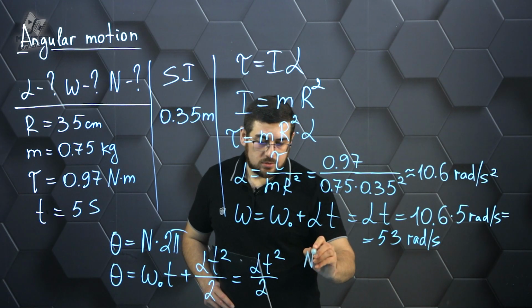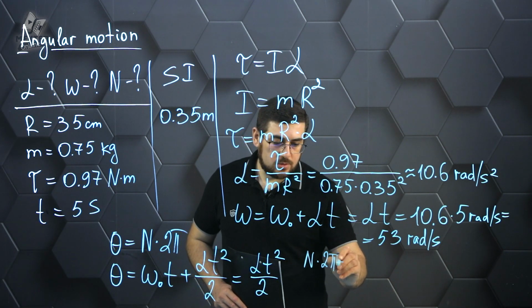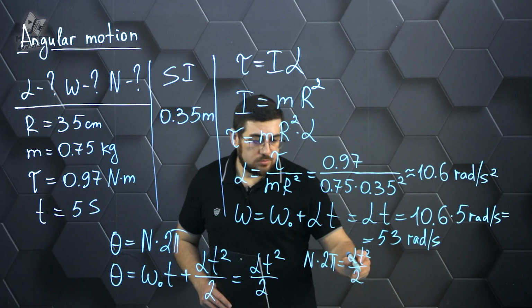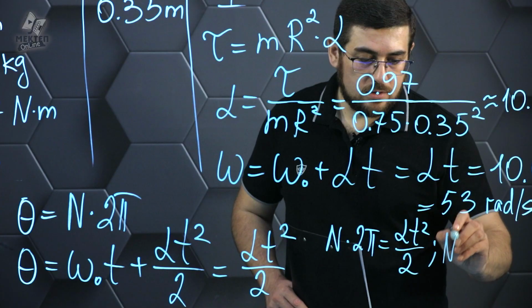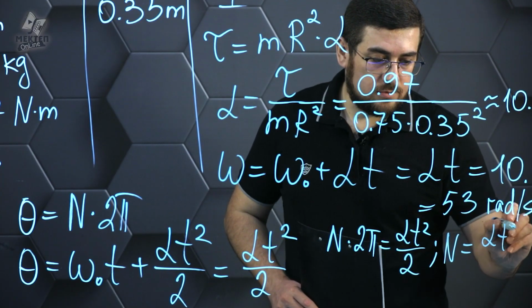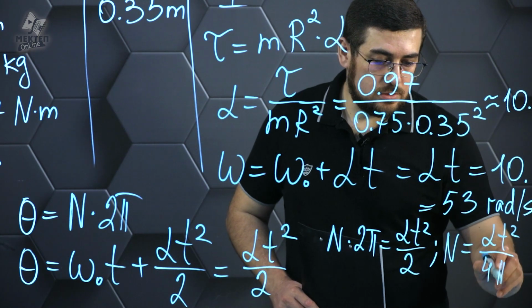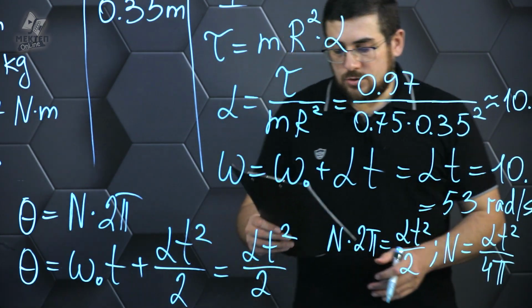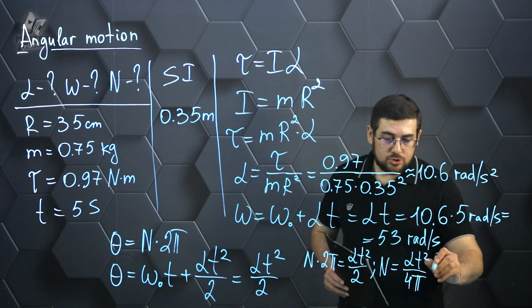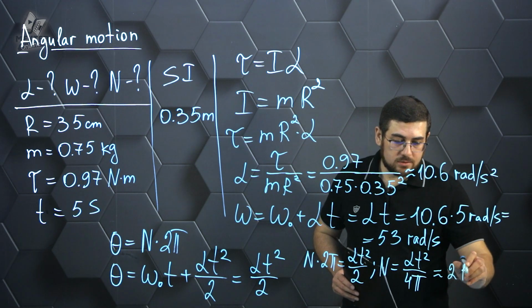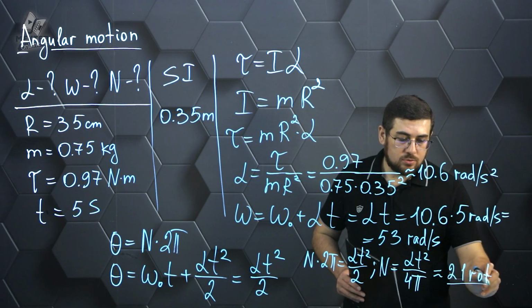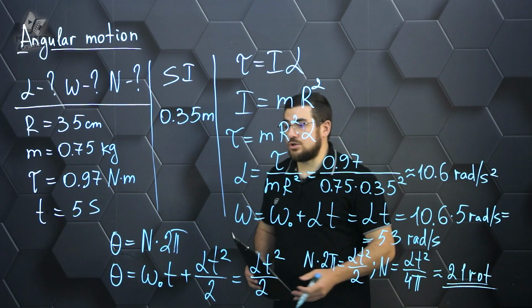We get that n multiplied by 2π is equal to alpha t squared over 2, or from here, if we find n, we get alpha t squared divided by 4π. After substituting the data, we get approximately 21 revolutions the wheel has completed during this time.